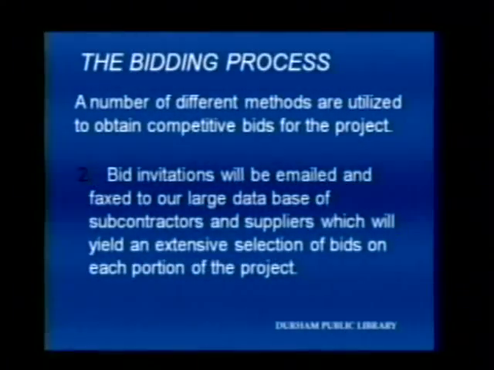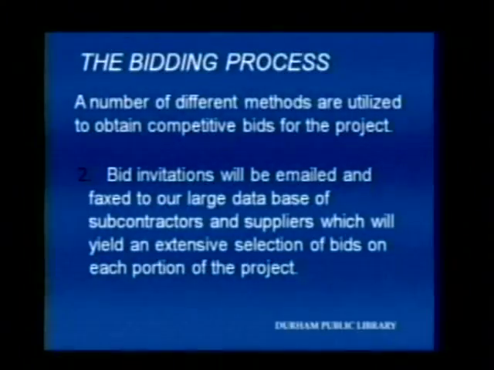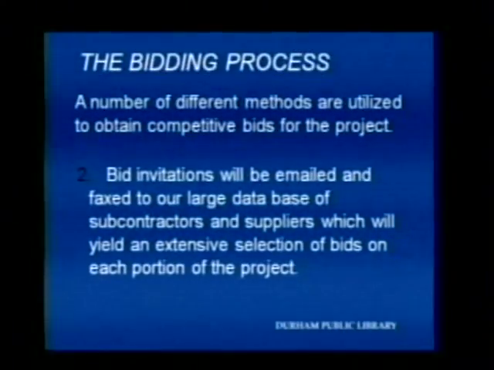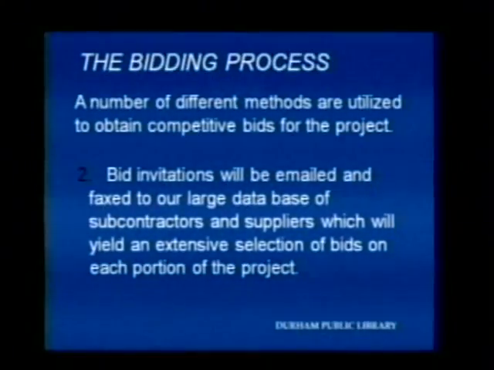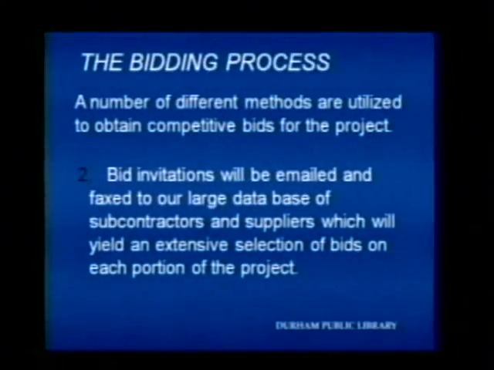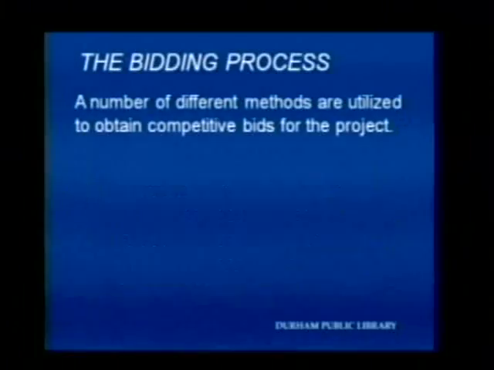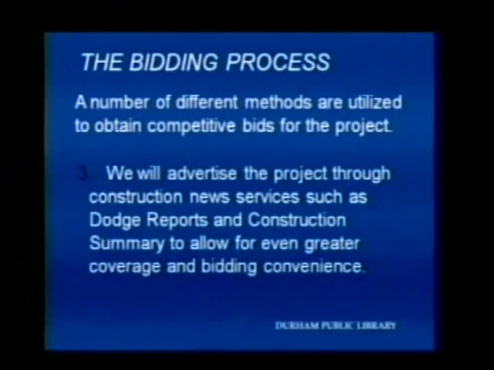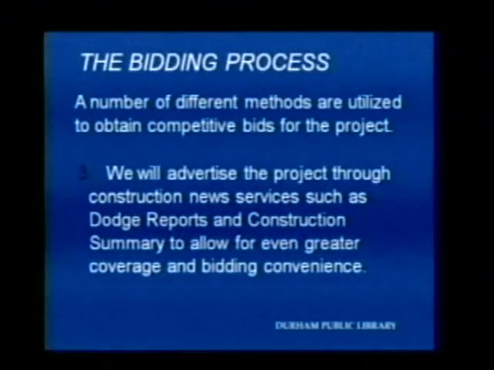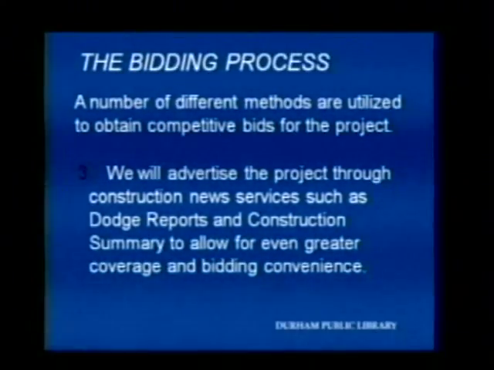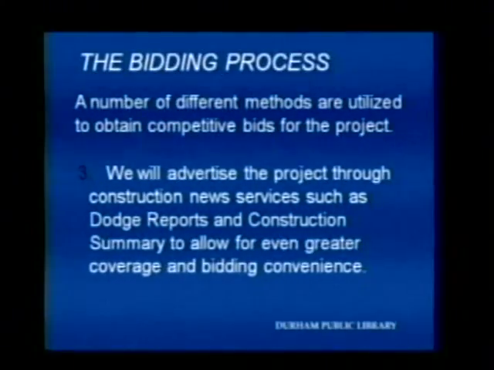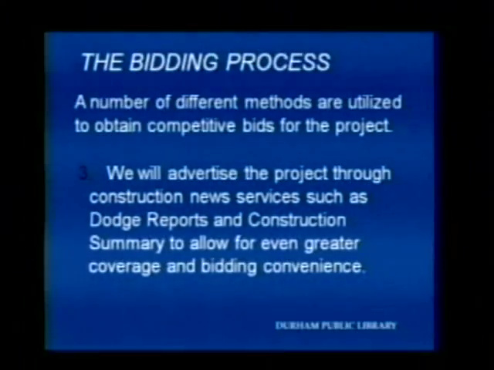So we start with that, and then we have a very extensive list of subcontractors and suppliers, and we send out solicitations to them via email, and for the old-fashioned guys via fax and telephone call. We really strive to get 5 or 6 bids in on every category in the project. And the last thing we do is we'll advertise in the local construction news organizations like Dodge Reports, Construction Summary. This is a twofold advantage. It gets the word out even farther than all of our listings, and it also gives opportunities for people to have access to plans and specifications in their plan rooms.